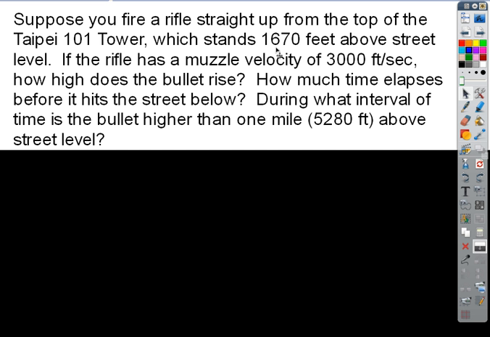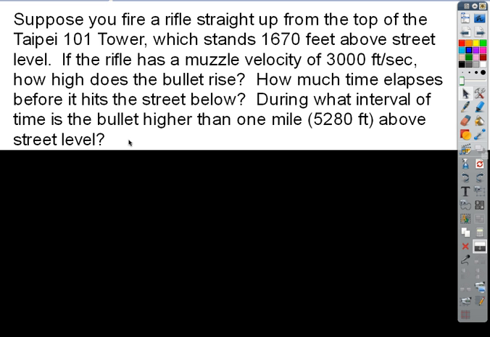Listen, please. I want you to be able to answer 3 questions for me. There's some stuff that we could directly apply this to. Given that the rifle bullets are leaving the rifle at a velocity of 3,000 feet per second, we might want to know how high does the bullet rise. We could answer that. We might want to know how much time is elapsing before it hits the street below.